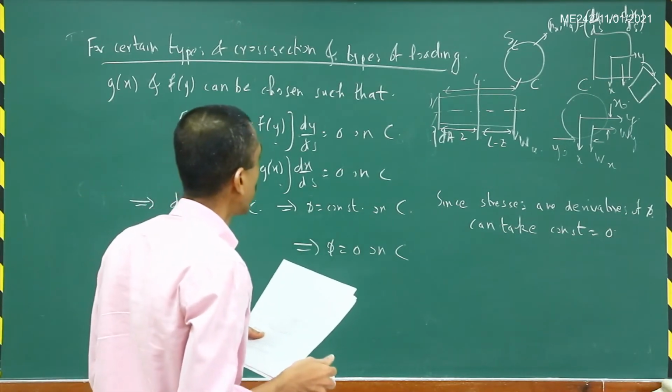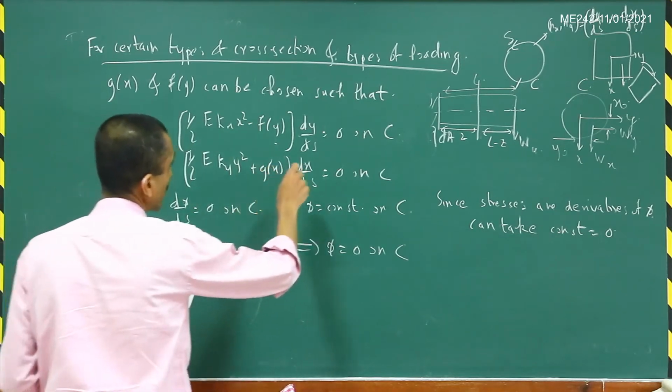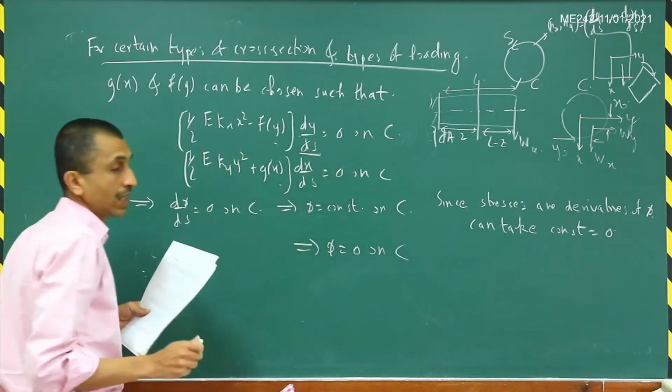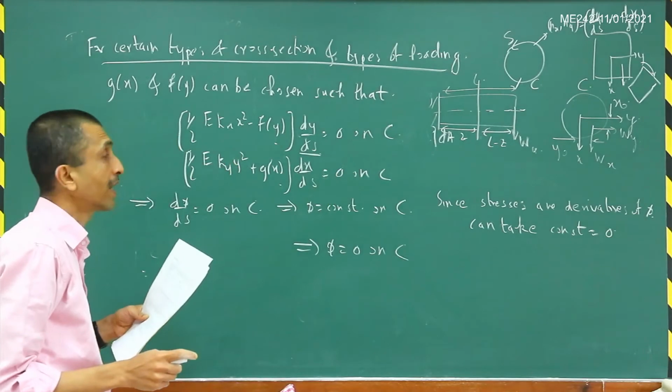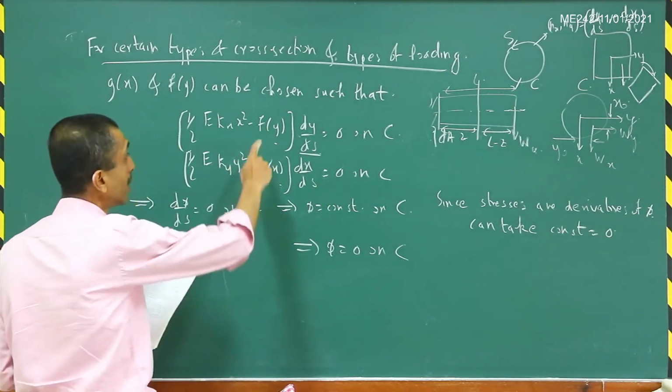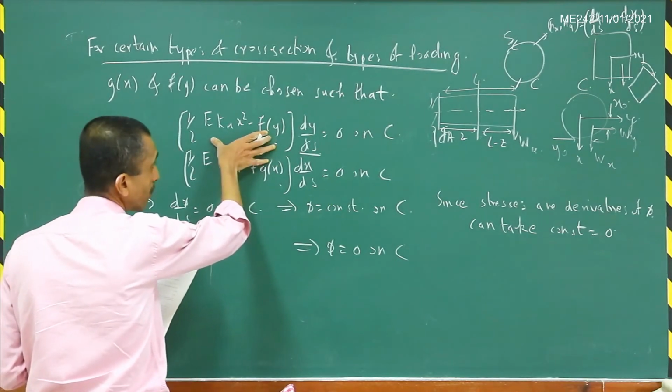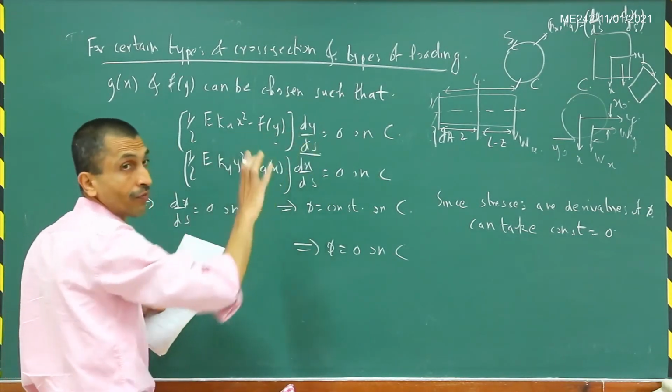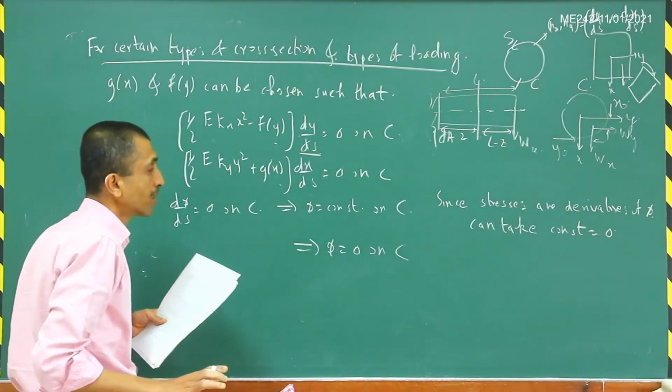So one thing to note here is that suppose dy by ds is equal to 0 on part of the boundary, right? Then actually f of y can be chosen arbitrarily, because we need not have this term be 0, only the product of this needs to be 0. So let me give an example.